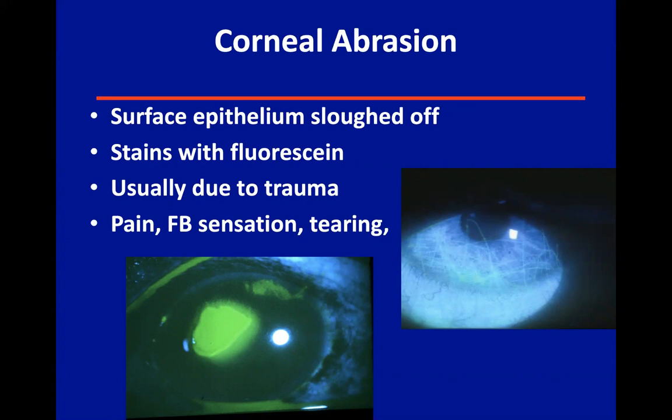It's usually yellow, but when I'm putting the cobalt blue, I'm actually using the blue light here. It shows up as green. And your corneal abrasion is usually due to any superficial trauma, and the patients are in extreme pain, foreign body sensation, and tearing. Why do you think they have the pain?